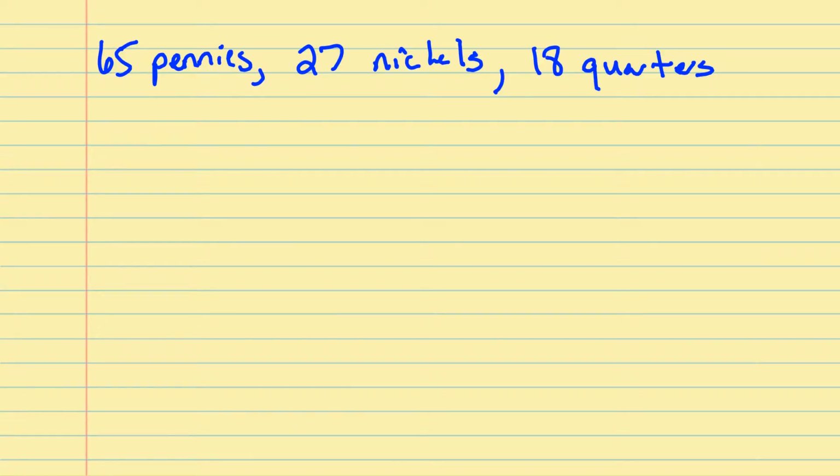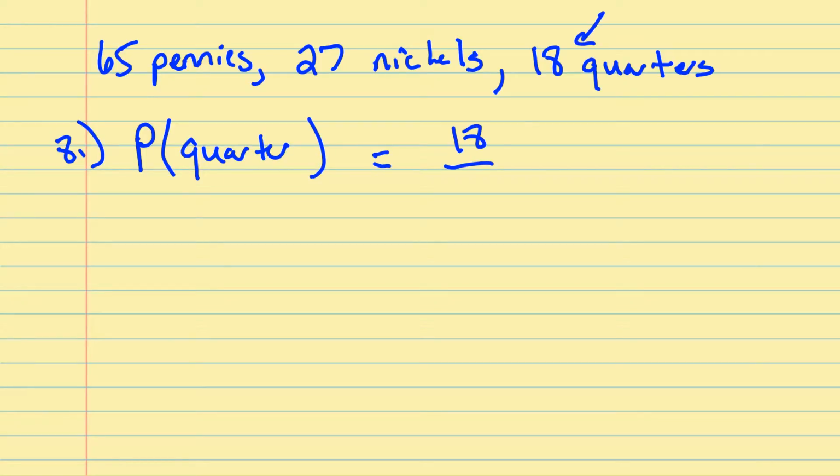Alright, for 8, 10, 12, and 14, you're going to be using this idea that you have 65 pennies, 27 nickels, 30 dimes, and 18 quarters. Now, 8 says the probability of getting a quarter. Well, there's 18 quarters. Alright, that's what I get from right here. And I add them all together. So 65 plus 27 is 92.